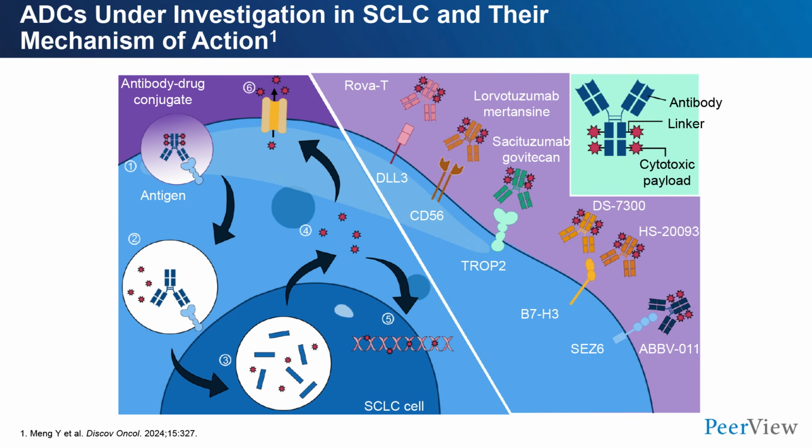You see CD56, TROP2, which we will discuss a bit, with sacituzumab govitecan, B7H3. We'll discuss DS7300, or now Ifinatamab deruxtecan. That is one of multiple now in the B7H3 space. And SEZ6 with ABBV-011. That's a prior one. We're going to be discussing ABBV-706.